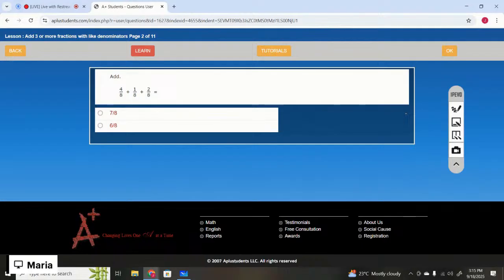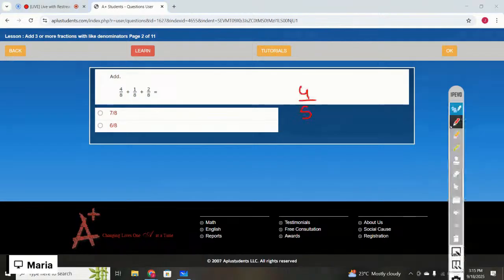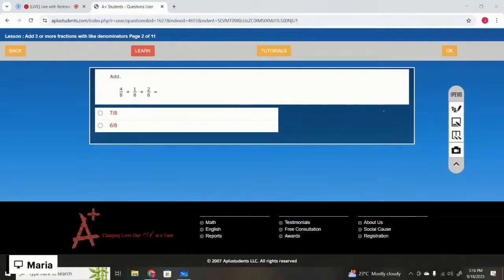Four by 8 plus 1 by 8 plus 2 by 8. So let's just add 4 plus 1 is 5, and 2 is 7. 7 over 8 it is. Option number 1 is the correct option. That is 7 over 8.